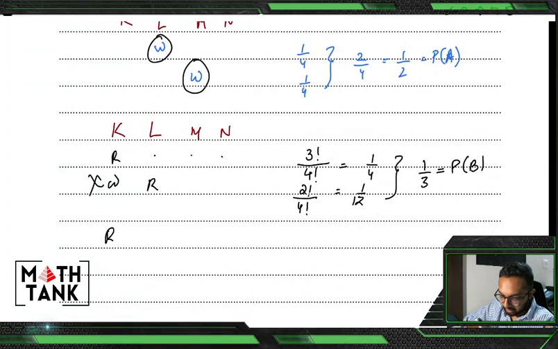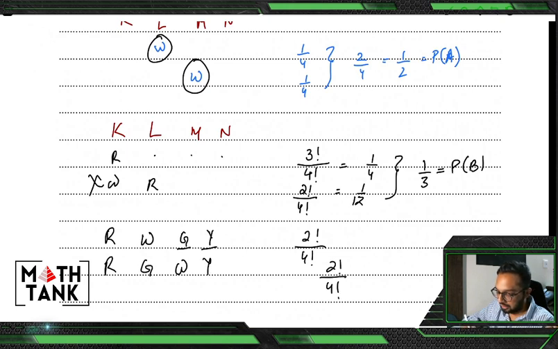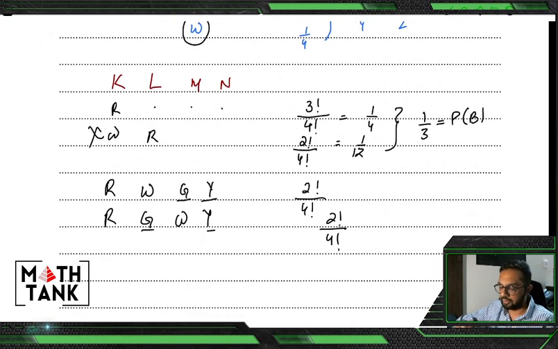What two conditions am I talking about? That the red is here and the W is here, which means that the green and yellow should be here. That's one arrangement, but they can shuffle around. So that becomes 2 factorial divided by 4 factorial. So I'm calculating the intersection now. Or the red and white could be here, and the green and yellow could be here. So that's another 2 factorial divided by 4 factorial, because only the green and yellow can change places. The red has to be fixed, the white has to be fixed, because they both need certain conditions to be satisfied. So that gives me 2 over 24 together, which is 1 over 12. So the probability of A intersection B.